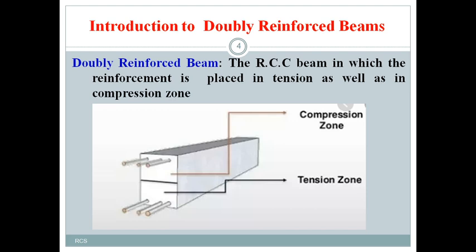Let us start. What is a doubly reinforced beam? The name itself states it: doubly means two, meaning we are providing the reinforcement in two places. So in which places we are providing it is the thing here. The actual definition of the doubly reinforced beam is the RCC beam in which the reinforcement is placed in tension as well as in compression zone, right?